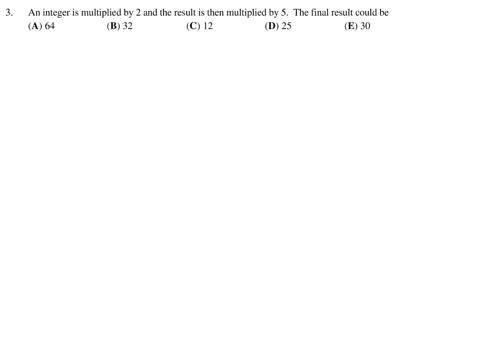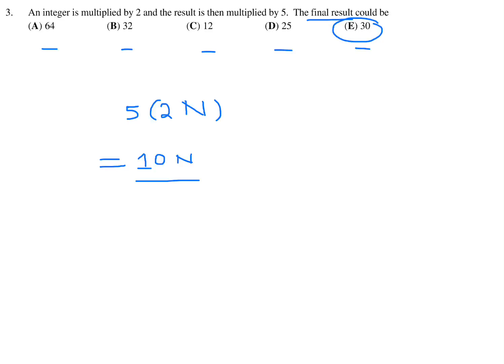An integer is multiplied by 2, and the result is then multiplied by 5. The final result could be, well, we'll let the integer be n, and it's first multiplied by 2, and then it's multiplied by 5. So we have 5 times 2, which is 10, n. So the integer, in terms of the final result, is of the form 10n. So it's a factor of 10. So which of these is a factor of 10? The only one of these that is a factor of 10 is 30, choice E.